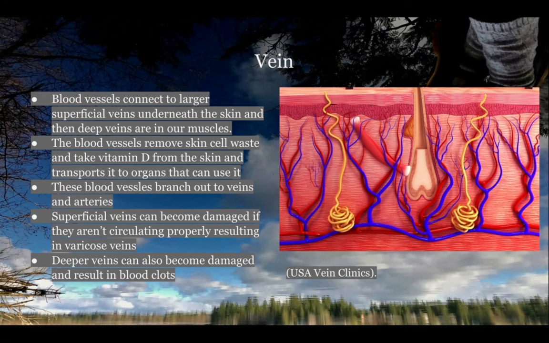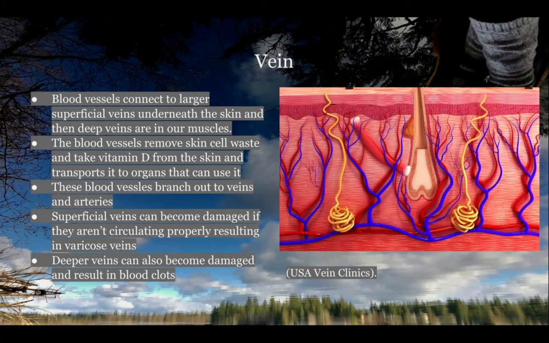Then we have our veins, and I'll admit I don't really know the exact difference between arteries and veins, but I'll do my best to just go through it. I do know that we have blood vessels which connect the larger superficial veins that are underneath our skin to the deeper veins in our muscles. The blood vessels remove skin cell waste, and then they also take vitamin D that we get from the surface, and they take it to our organs to use in a more productive way, which is super cool actually, and I didn't know that.